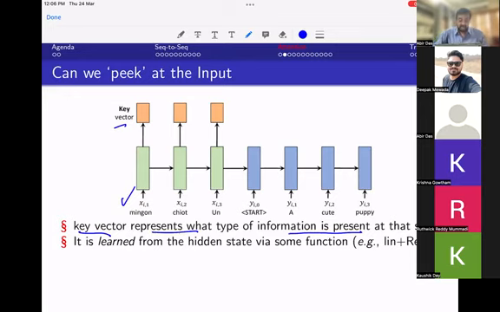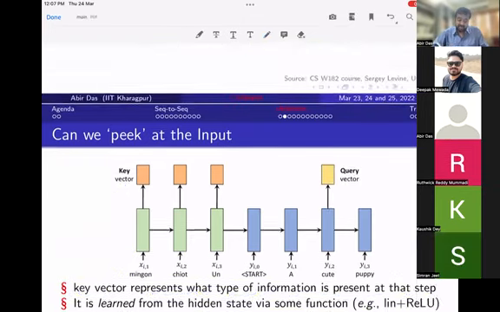It is learned in the form of a function. It can be, for example, a linear layer followed by a ReLU. It can be any function, just a functional representation of these h's. So it is learned from the hidden state via some function. This is the idea of the key. Just remember that the key vector represents the type of information that is present at that step during encoding.